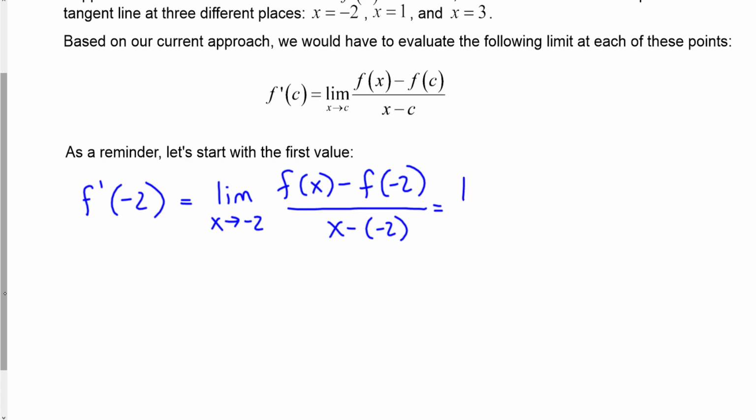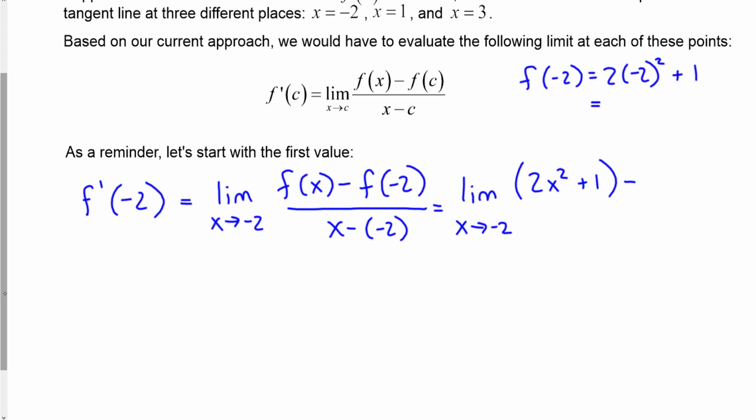Start plugging things in, and we have the limit as x approaches -2. The function itself, f of x, is 2x squared plus 1. And if I evaluate 2x squared plus 1, I'll come off to the side and do that. So f of -2 would be 2 times -2 squared plus 1. 2 squared is 4. 4 times 2 is 8. And 8 plus 1 is 9. And that's divided by x minus a -2, which is the same thing as x plus 2.